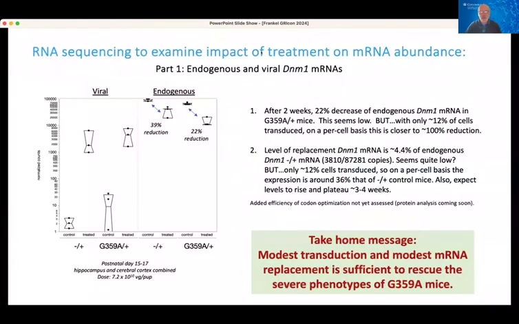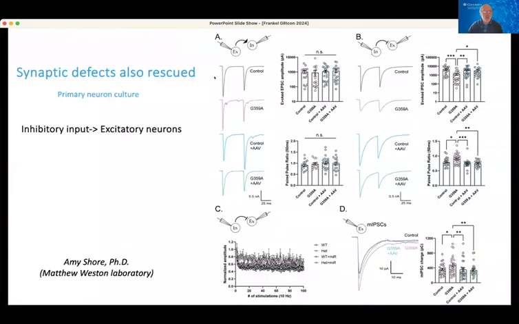Am I missing a slide? I'm skipping a slide. Yeah. Oh, I should have had this slide before.